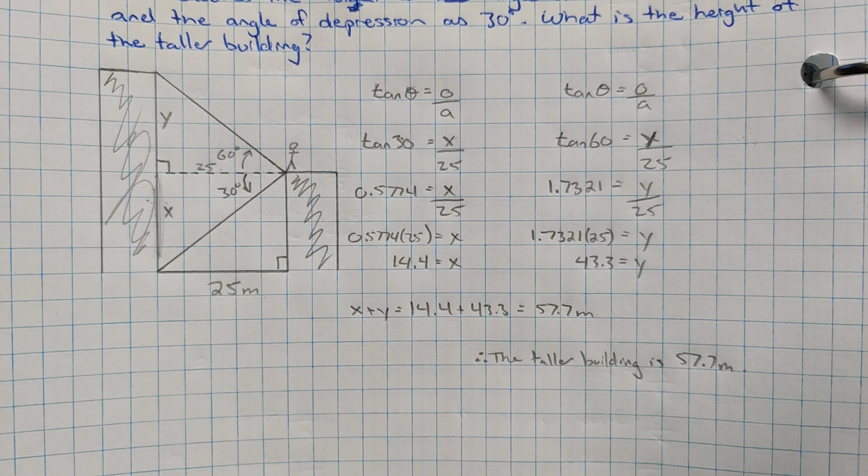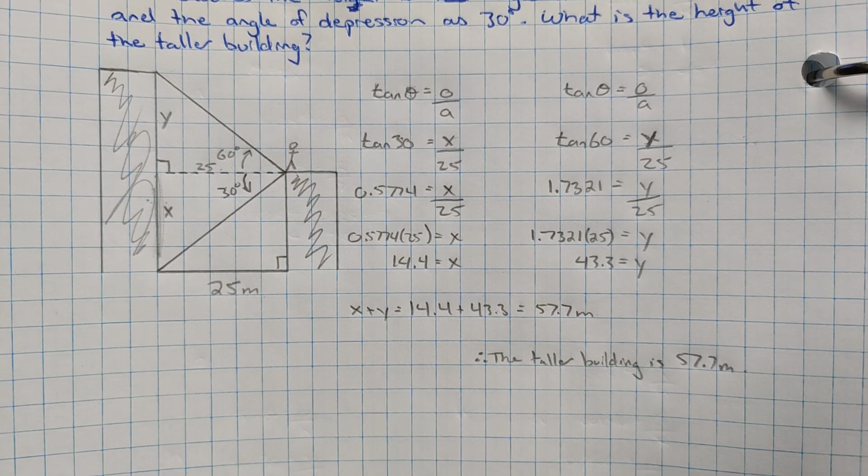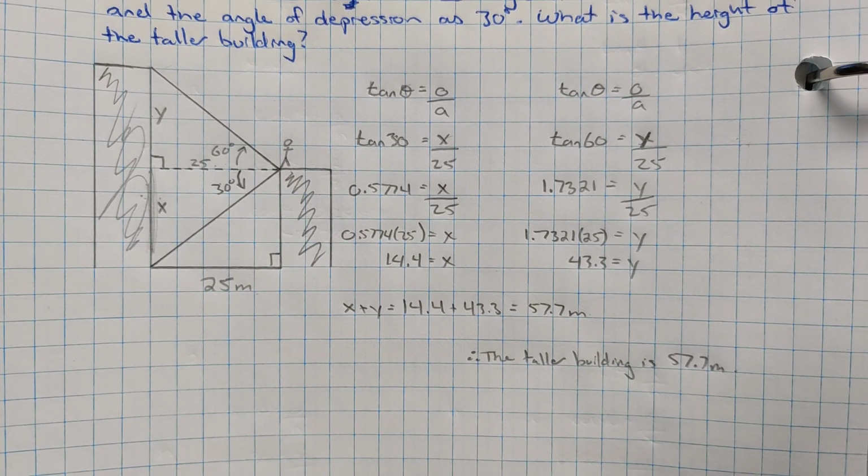So you can use this as a starting point. We're basically just going to be using multiple iterations of the sine, cosine, and tangent laws in questions to solve for various parts along the way. You may have to find one portion before you can find the next portion, before you can find the next portion, kind of thing.